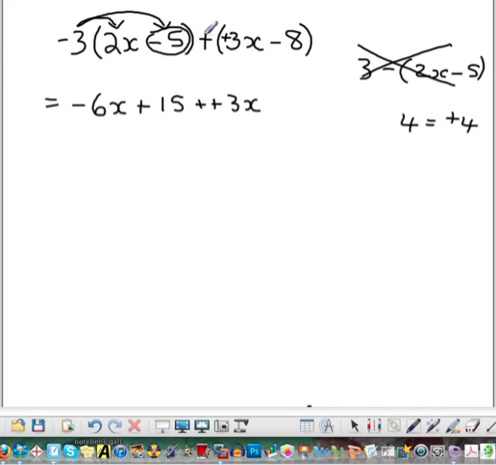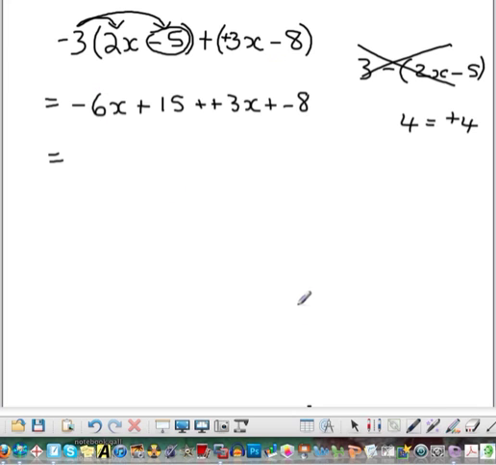Then what I'm going to do is I'm going to add -8. So I am going to add -8. Now, so far what I've done is I've got rid of the brackets. And what I could have done before is taken a look at the brackets and seen if I could simplify anything, and I cannot. 2x minus 5, I cannot add those. They are not like terms. 3x minus 8, I cannot add those. They are not like terms.